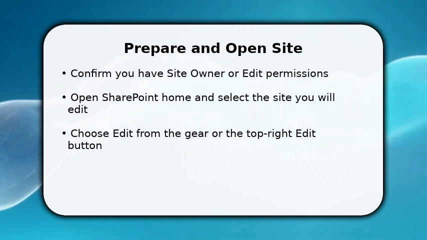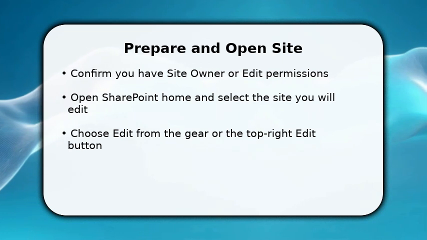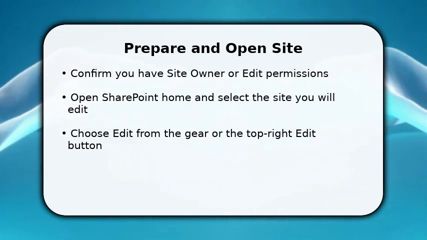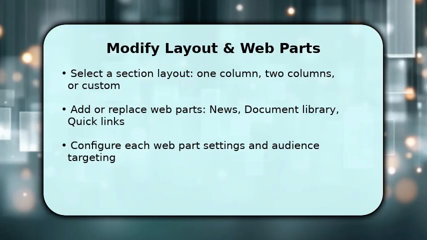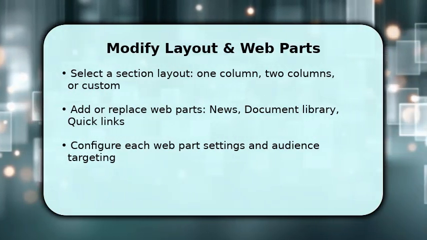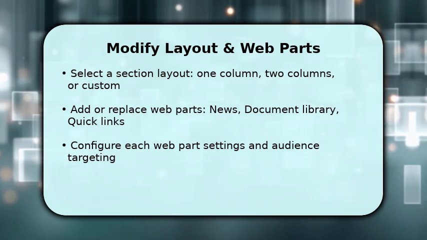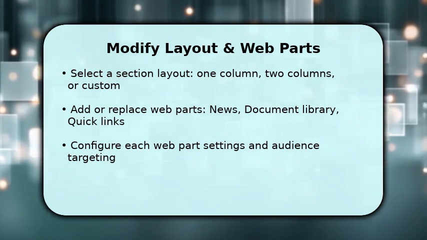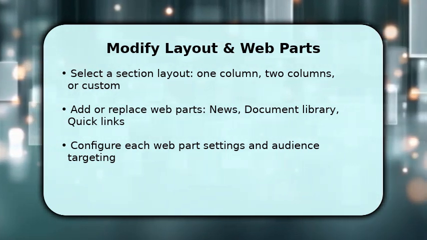You do this now to avoid publishing errors later and to ensure web parts and layout tools become available for the next steps. Once in edit mode, choose a section layout that matches your content goals, 1 column for focus, 2 for side-by-side content. You then add or replace web parts, click the plus sign and pick News, Document Library, Quick Links, or Image. Each web part has its own toolbar.